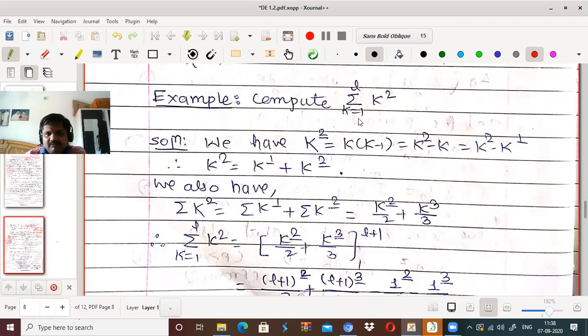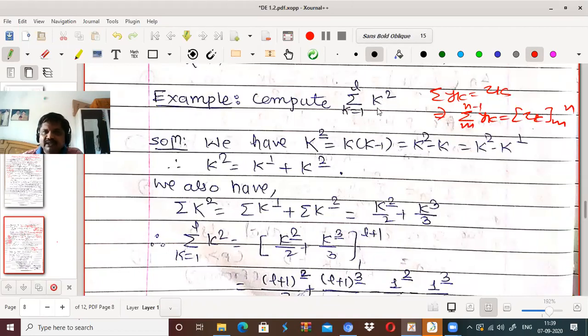Now we will find another example. Compute the definite summation of k square, k from 1 to l. What is the relation between indefinite summation and definite summation? We have seen that if summation of yk is equal to some zk, then the summation from m to n minus 1 of yk is equal to zk from m to n. This is the relation. Already we proved this.